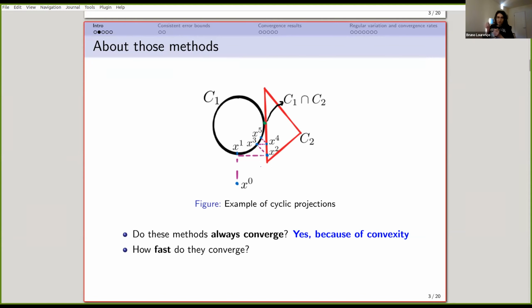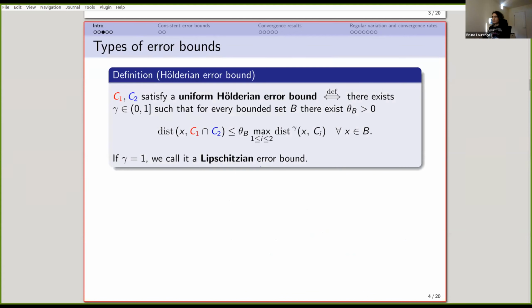However, if you want to know how fast these methods actually converge, then typically the answer will not come from convexity alone. It will depend on the kind of error bound that holds between these sets. Now, here's a very typical kind of error bound. For simplicity, I'm talking about two sets. I say that they satisfy a Holderian error bound if there is some exponent gamma such that for every bounded set, restricted to that bounded set, I can upper bound the distance to the intersection by some constant times the maximum of the individual distances to the power of this exponent. And here I'm going to only deal with uniform Holderian error bounds, meaning that we can use the same exponent for all bounded sets.